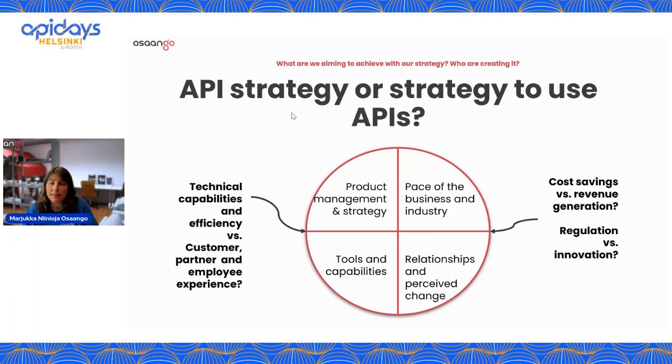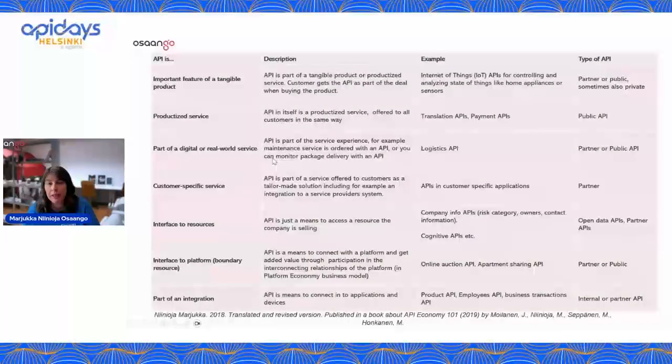And that depends on the pace of the business and industry, and what the goal is. Do you want cost savings or revenue generation? Do you want to reuse the resources that you have in a better way? And how much room do you have between regulation versus innovation? What are you technically capable of doing, and what are your API consumers technically able to consume?